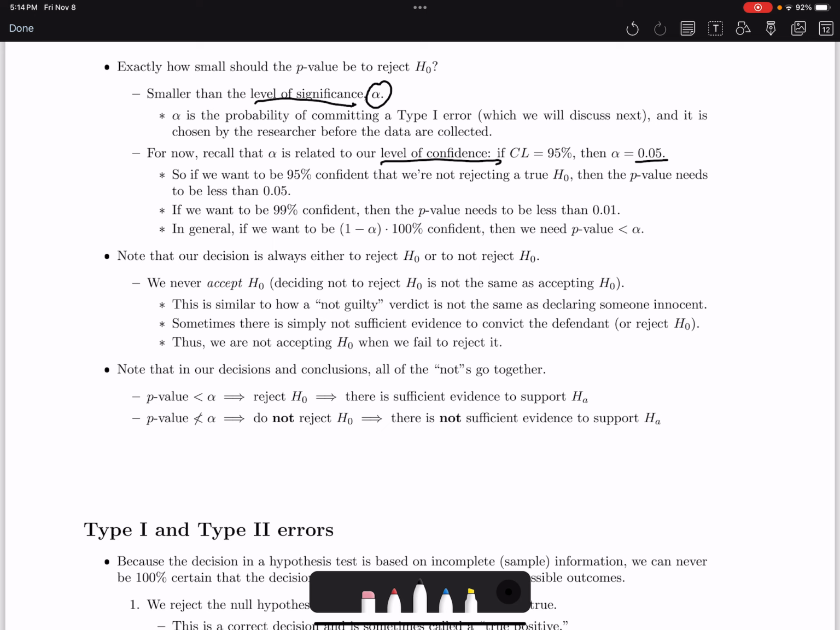What this means, the way that we would interpret this is, if we want to be 95% confident that we are not rejecting a true null hypothesis, then our p-value needs to be less than 0.05. If we want to be 99% confident, then our p-value needs to be less than 0.01. And in general, if we want to be this confident, then our p-value needs to be less than alpha, okay?